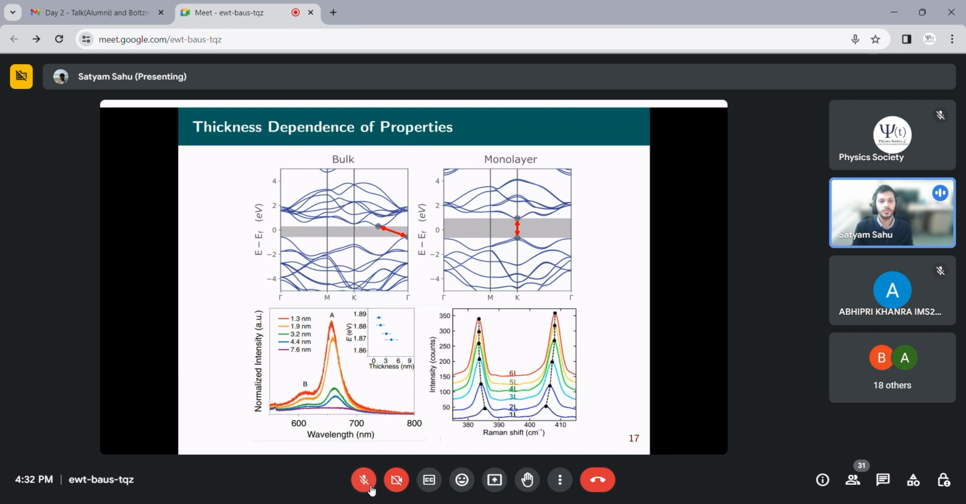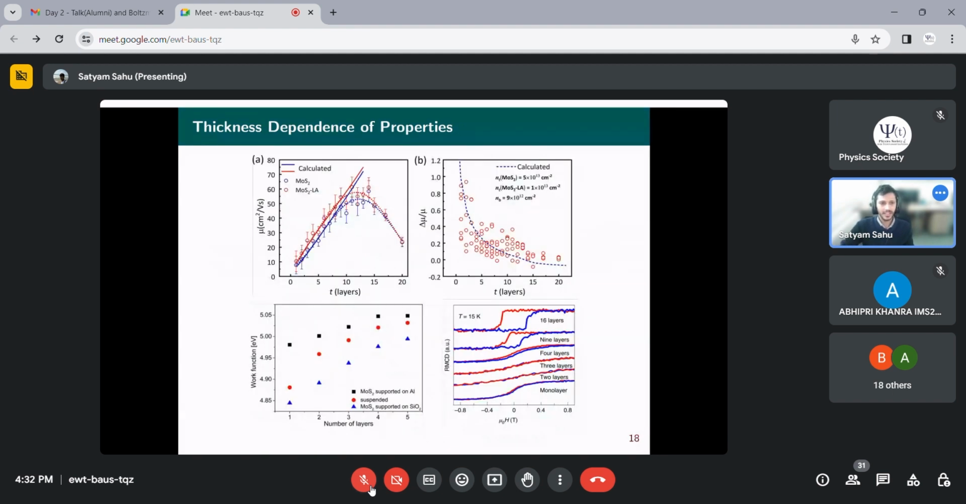Not only that, you also change the electronic and magnetic properties. So here, with the thickness, mu is the mobility or the conductivity of the system. If you see that as you change the thickness here, you are increasing the mobility. Similarly, the work function can also be tuned just by tuning the number of layers of the material system.